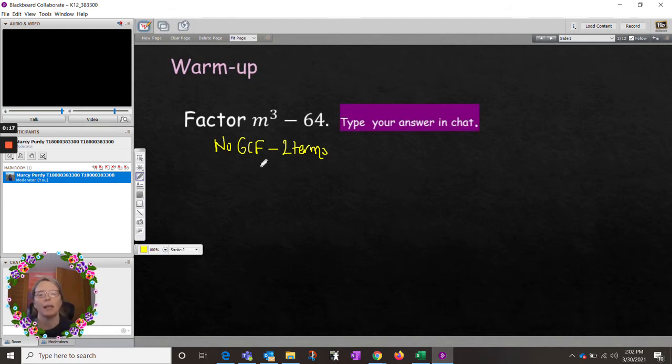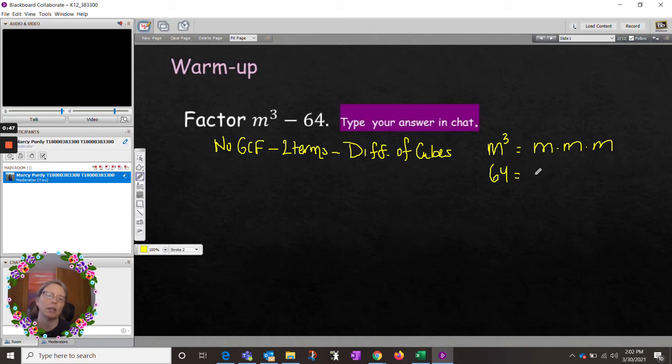of cubes? It can't be a difference of squares because if you notice, the first term is a cube. So it can't be a difference of squares. So then we check to see, is it a sum or difference of cubes? And since it's a subtraction and they're both perfect cubes, we know it's a difference of cubes. So we know that m cubed is m times m times m, and 64 is 4 times 4 times 4.